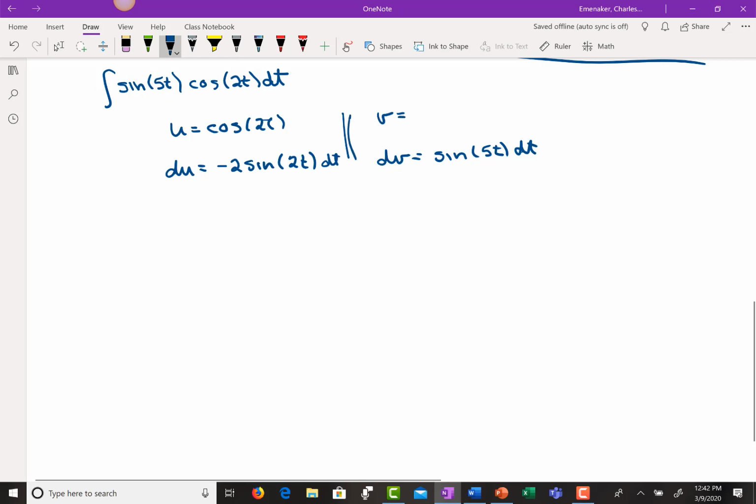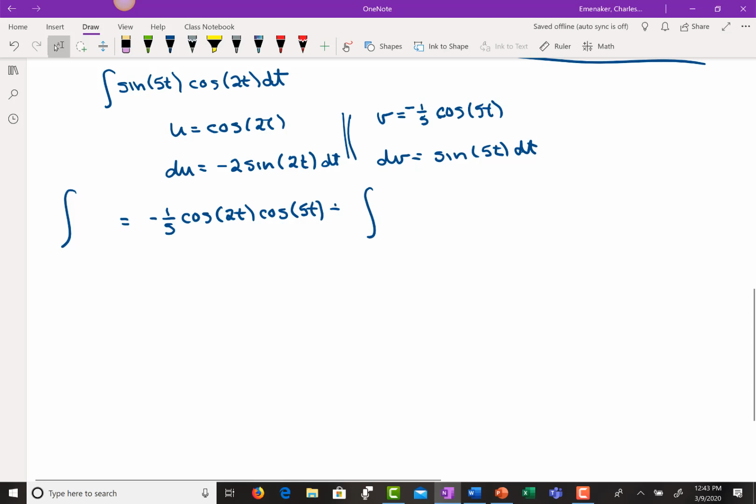V is going to be, let's see, we're going to get a 1/5, and it's going to be a negative cosine of 5t. Everybody good? When we do the uv minus the integral v du, we're going to get the mess on the left equals a negative 1/5 the cosine of 2t cosine of 5t minus the integral v.